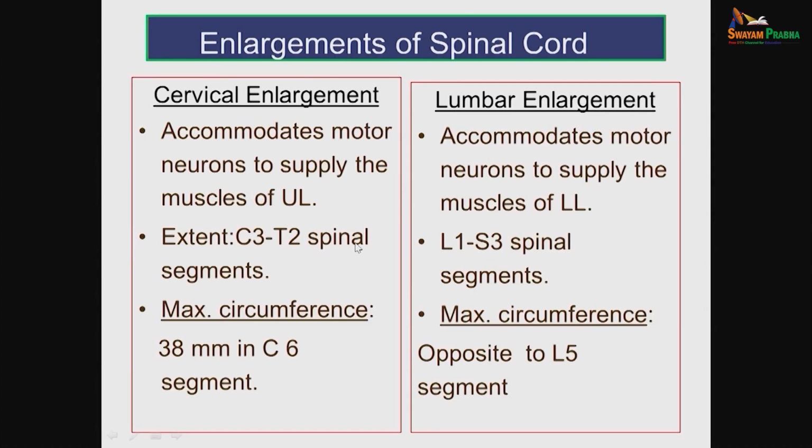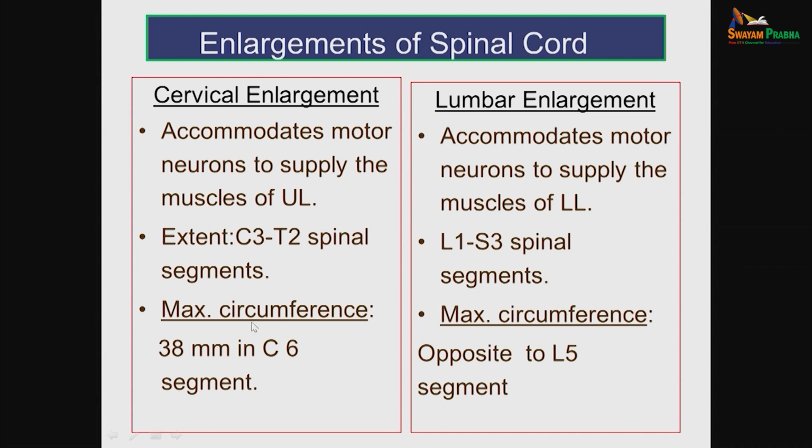We will look at some of the details of these two enlargements. In the cervical enlargement of the spinal cord, you can see that it accommodates large motor neurons which supply the muscles of the upper limb. The lumbar enlargement accommodates large motor neurons which supply the muscles of the lower limb. Having learnt the spinal segments, the cervical enlargement extends from C3 to T2 spinal segments, and the lumbar enlargement extends from L1 to S3 spinal segments.